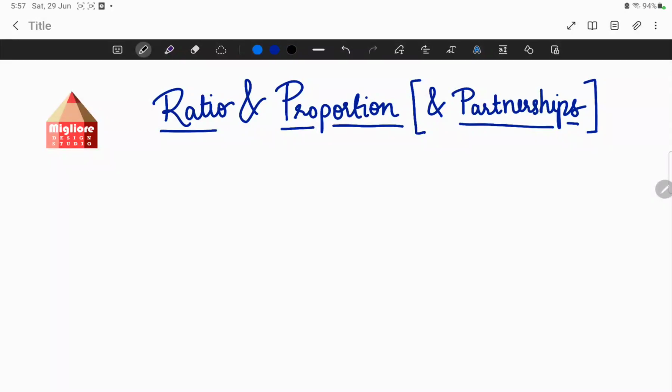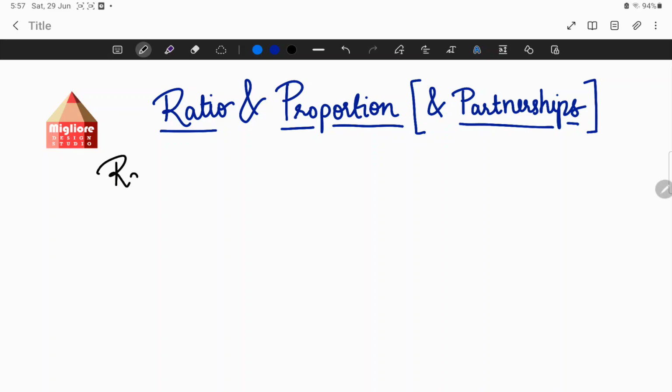Everyone, today we'll be covering the concepts of ratio and proportion, and we'll just be learning the concepts and the important formulae that are involved, and then we'll be moving on to partnerships, the concept of partnerships, and the concepts and questions involved in that. So, let's begin. What exactly do we mean by ratio and proportion?